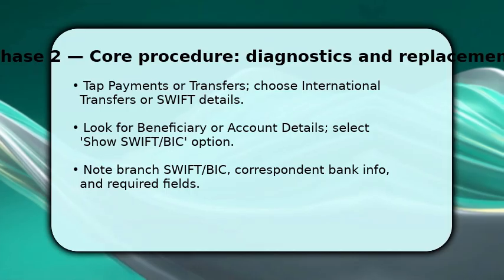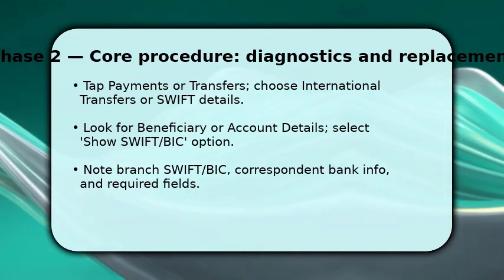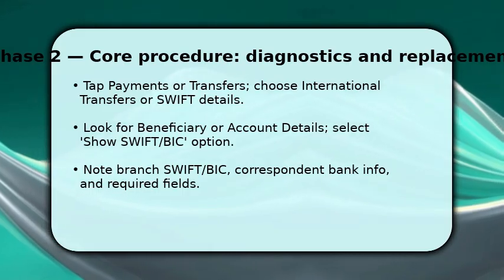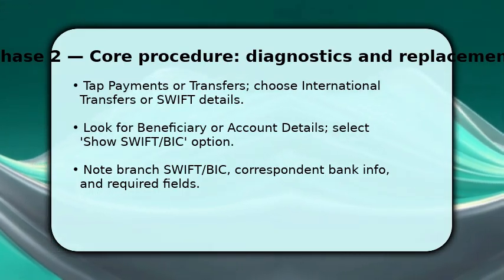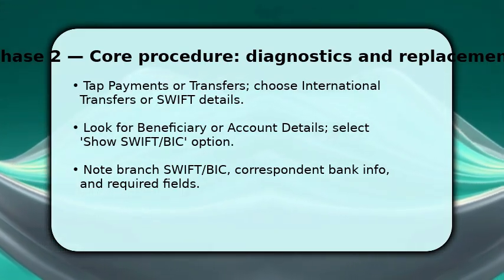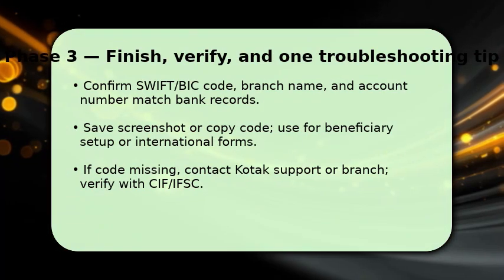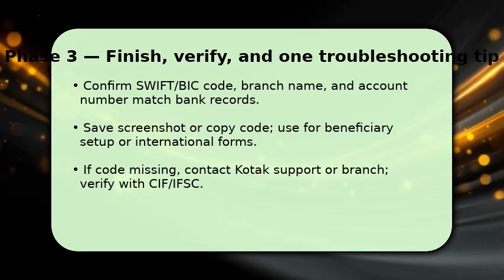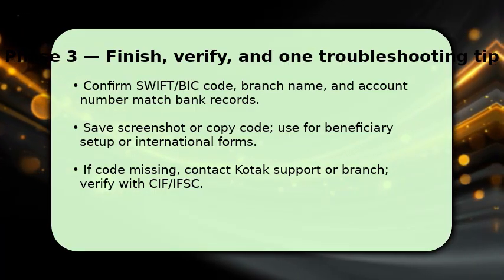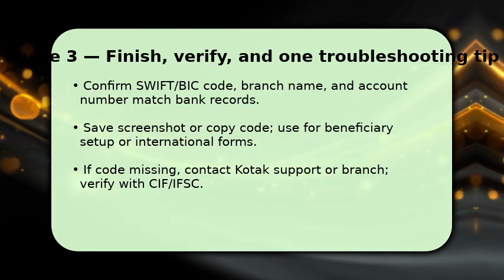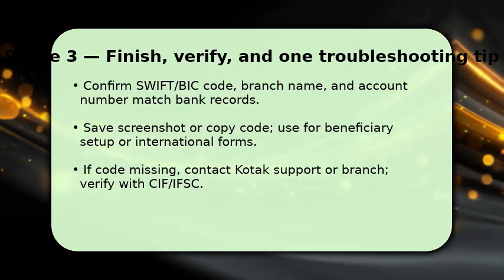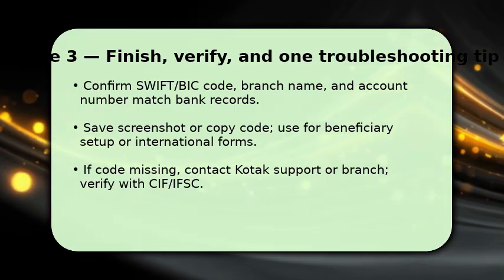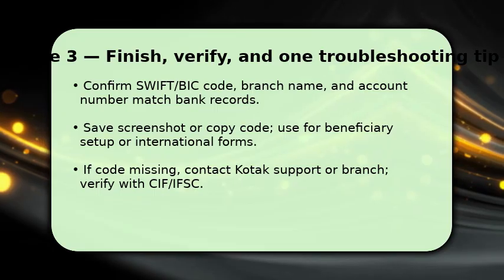Make sure to note the branch SWIFT/BIC, any correspondent bank information, and the exact account number format. Pay attention to notes about charges and required fields. These affect successful routing. Now confirm the SWIFT/BIC code and branch name match what your beneficiary or receiving bank expects. You must be precise, because a single wrong character delays funds. Once confirmed, copy the code or save a screenshot for beneficiary setup and the international transfer form.